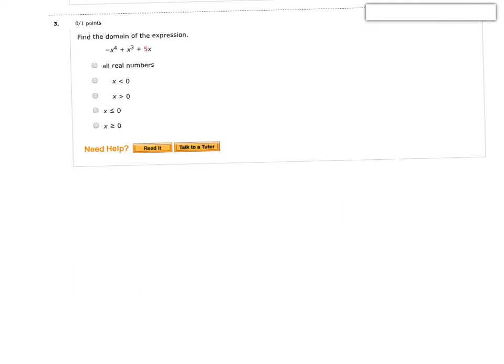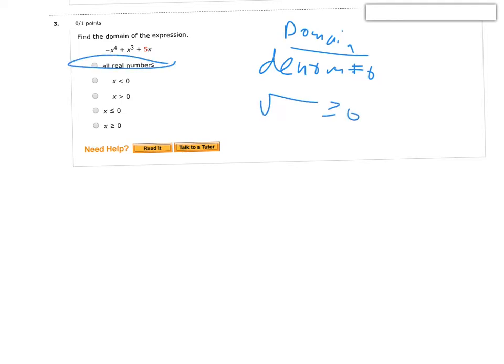All right, next up here, they want the domain of this expression. So the rules for domain: a denominator cannot equal 0, and the inside of a radical must be greater than or equal to 0. I don't have either one of those things here, so whenever that happens, it's just all real numbers.